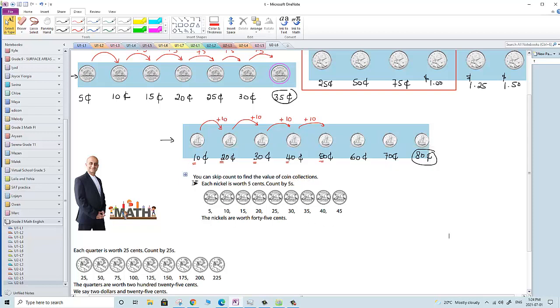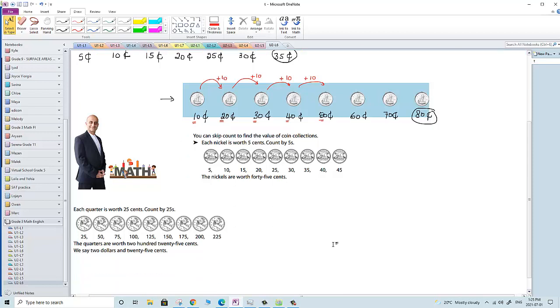So if I have a group, a collection here, I have 9 nickels. How do I reach 45? By skipping: 5 plus 5, 10, plus 5, 15, plus 5, 20, plus 5, 25, plus 5, 30, plus 5, 35, plus 5, 40, plus 5, 45. This is how we can count the group of nickels. If I am jumping or skipping by 25, the same thing.